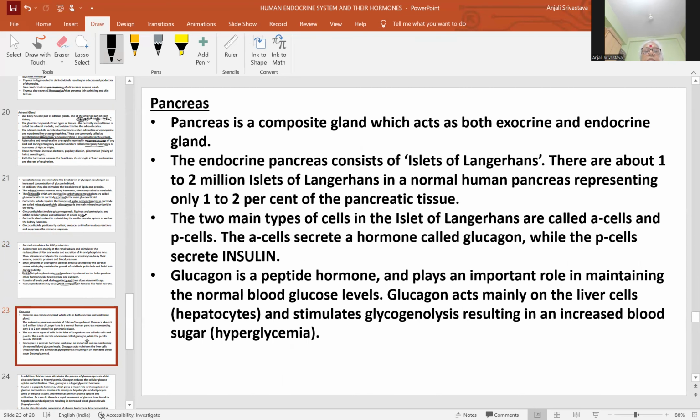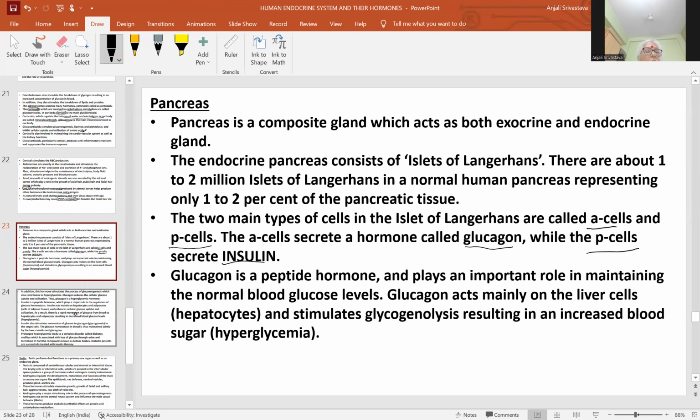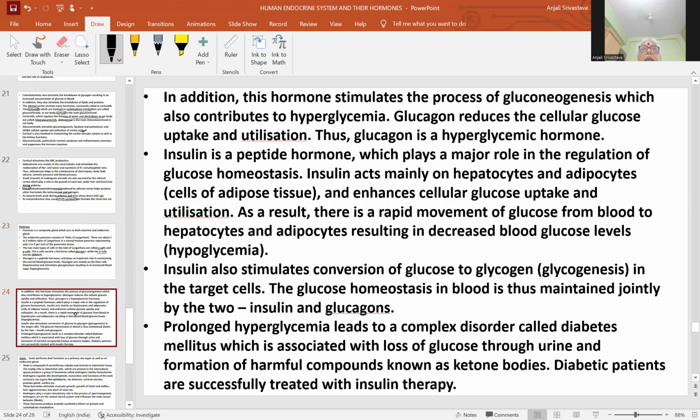Then is the pancreas. Pancreas, as already I have told you, it is an exocrine as well as an endocrine gland, having islets of Langerhans, which is the endocrinal part, whereas the acini are the exocrinal part. The endocrine hormones secreted by Langerhans are A cells and B cells. Two main types of cells are present in islets of Langerhans. The A cells secrete glucagon and B cells secrete insulin. These are the two important hormones secreted by the pancreas that regulate the glucogenesis and glycogenesis.